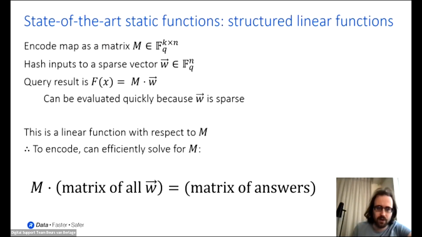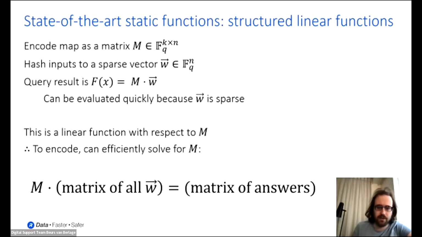I'll tell you first how to query this map. The idea is that you hash your input with the hash function to get a sparse vector W over the same field. Then the query result is M times that sparse vector. You can evaluate this quickly because to multiply M by a sparse vector, you only need to look up a few coefficients of M. So if that's how you query this, how do you do the encoding?